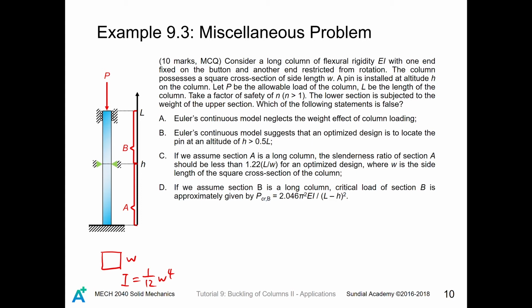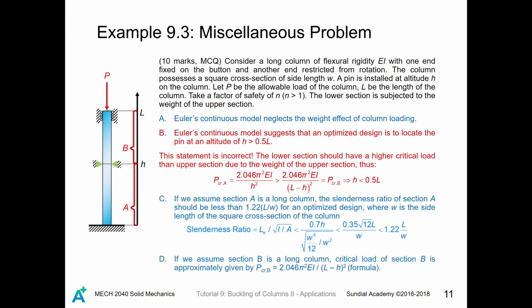D, if we assume section B is a long column, the critical load of section B is approximately given by this. Okay, so among those four choices, you are going to choose the false statement. And now you are suggested to pause this video for 5 or 6 minutes to think about it. Here is the solution. A is correct, C is correct, and D is correct.